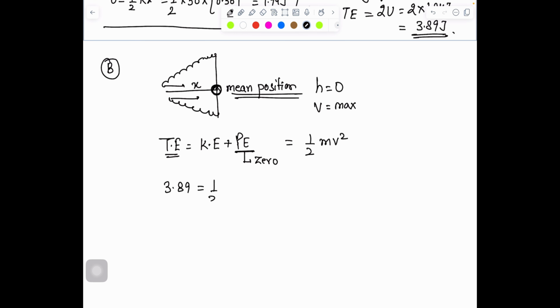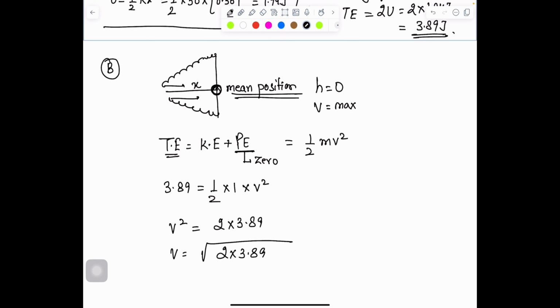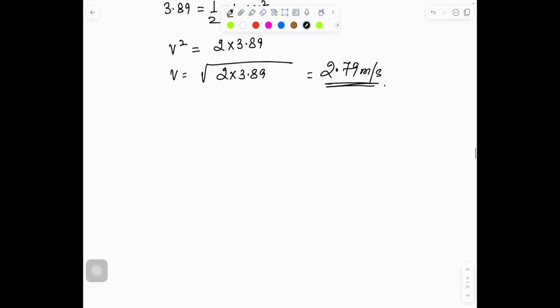3.89 is equal to half. What is the mass? Mass is 1, multiply v square. So solve the value. V square is equal to 2 times 3.89. Okay, so v is equal to root of 2 multiply 3.89. Solve this, you will get 2.79 meter per second. Clear, guys? Fine. Okay, now next question.